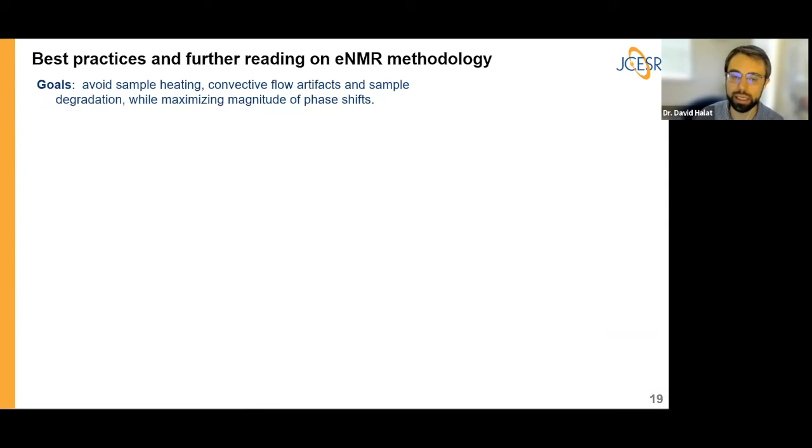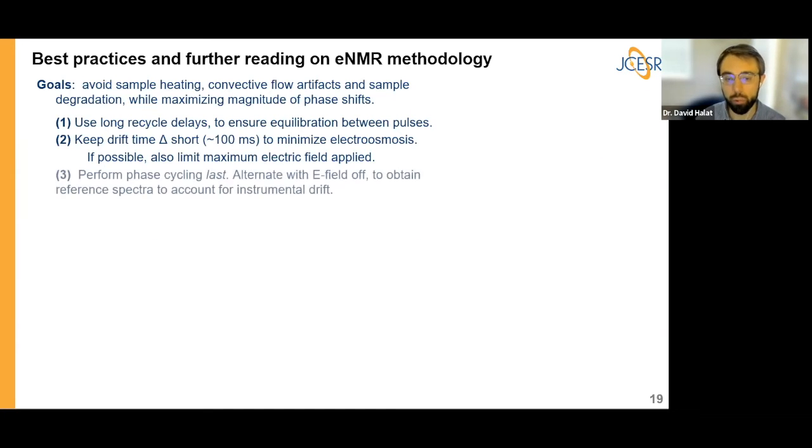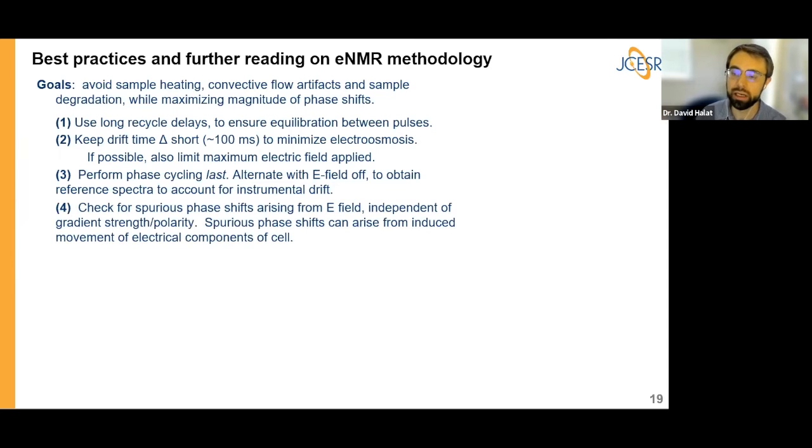But of course, before I get into that, I just want to wrap up this section of the talk on eNMR methodology, and I'd like to emphasize the best practices for eNMR measurements. In general, here our goal is to avoid artifacts and degradation while still maximizing the magnitude of the phase shifts that we measure. So to this end, always use a long recycle delay, ideally longer than 60 seconds to avoid significant sample heating. For similar reasons, keep the drift time short and the maximum electric field small, although of course both of these also lead to smaller phase shifts. We want to perform phase cycling last and make sure to acquire reference spectra with the electric field switched off. And finally, check for any spurious phase shifts that appear with the electric field on, but that seem independent of the other gradient parameters, to account for systematic spurious errors.